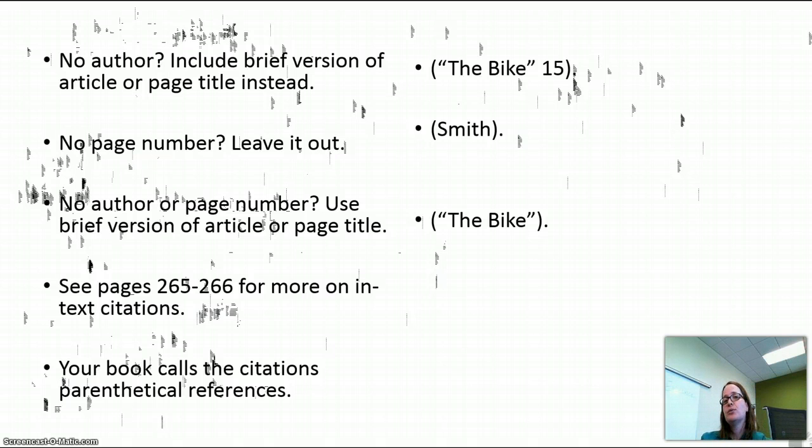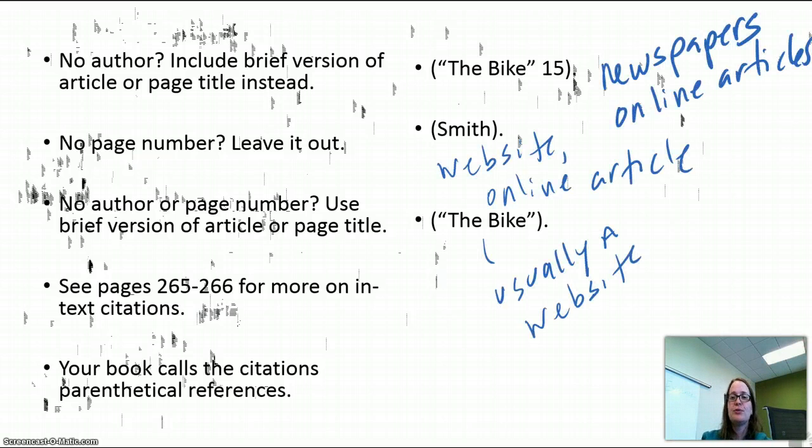It's going to tell you, like, well, what do I do if my article has 6 authors? Because that happens, especially when you're looking at scientific or psychological research, or even sociological research. People work in teams, so you're going to have to look at, what do I do then? Your book also calls these in-text citations parenthetical references.